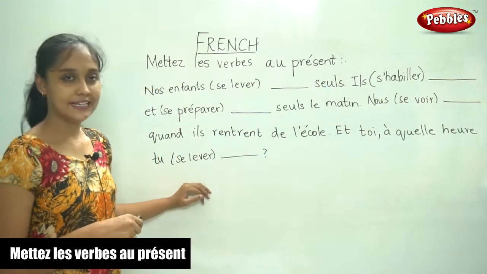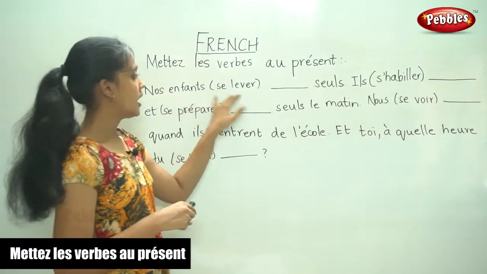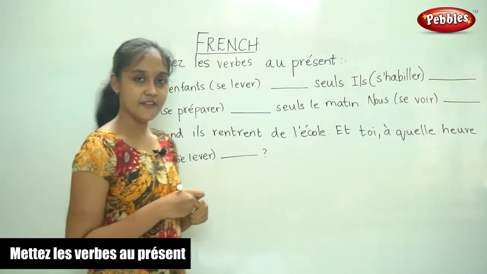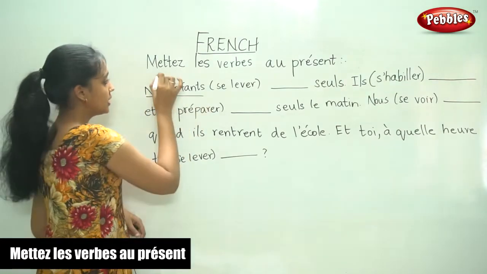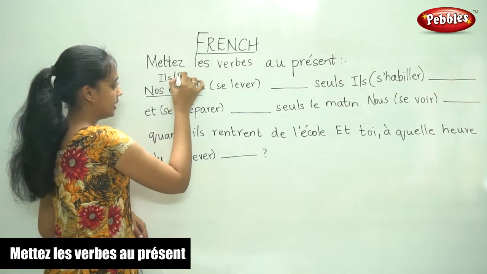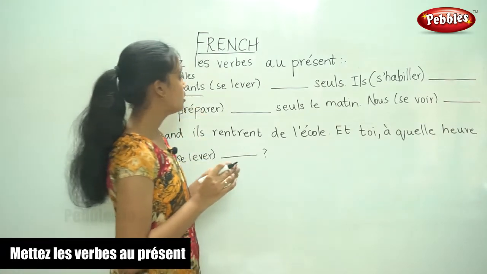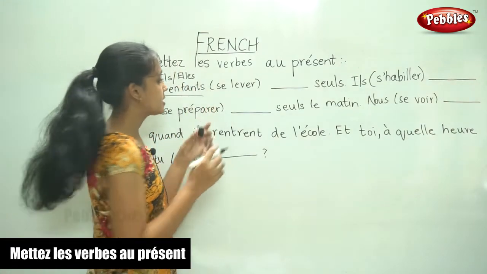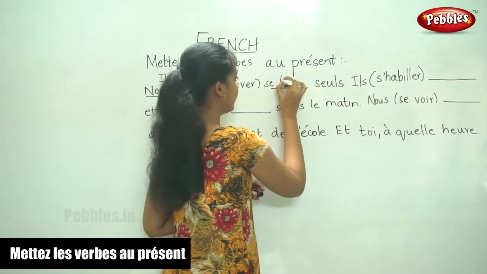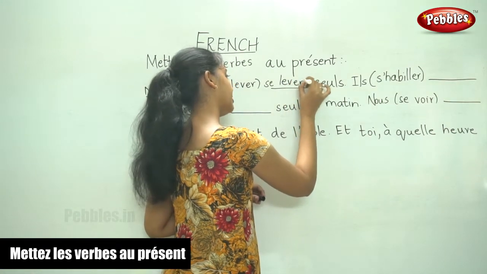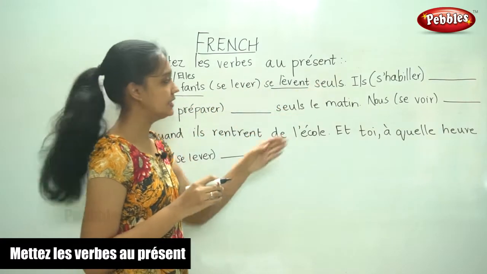The next part of that exercise, nos enfants, and the verb given is se lever. Now the subject is nos enfants, so it is either il or elle, right? So for il or elle, se remains the same, and the conjugation of lever is lève. Se lève. Nos enfants se lèvent seuls.